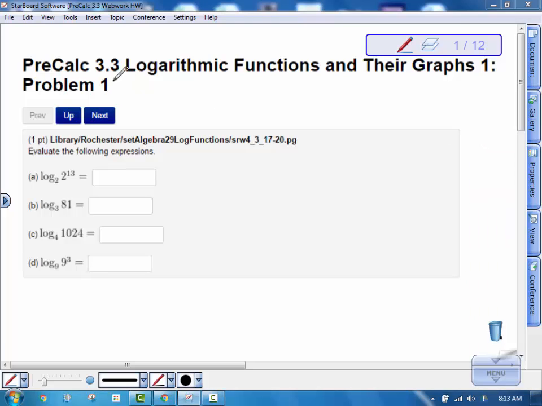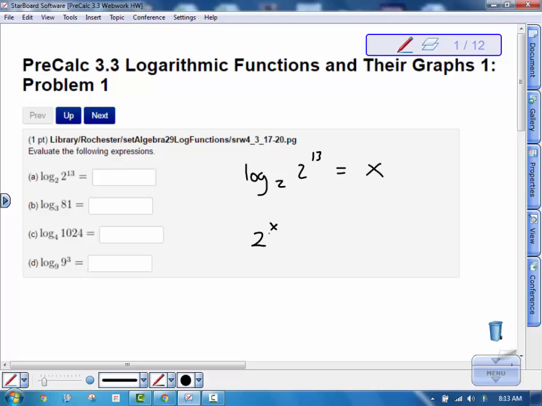Okay, this is PreCalc 3.3. First problem wants us to change things in the log form to solve these expressions. Now we can do this on a calculator, but we can try to do it by hand as well because we know how to change things into exponential form from log form. So let's let this equal something like x, and let's change it into exponential form.